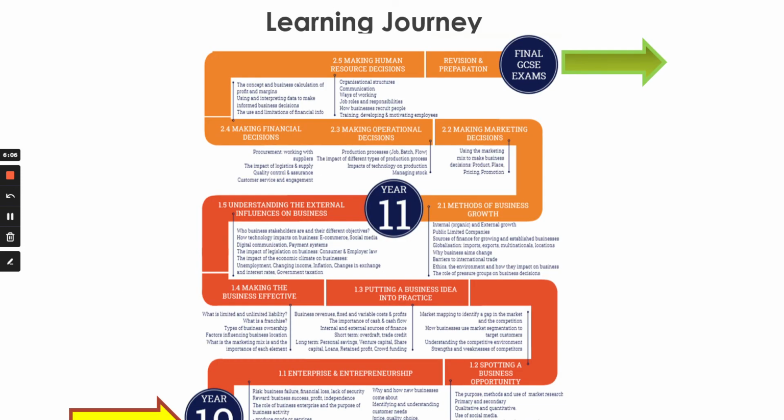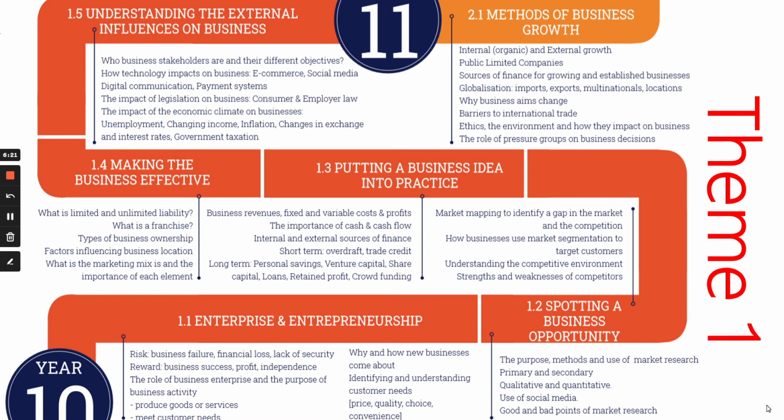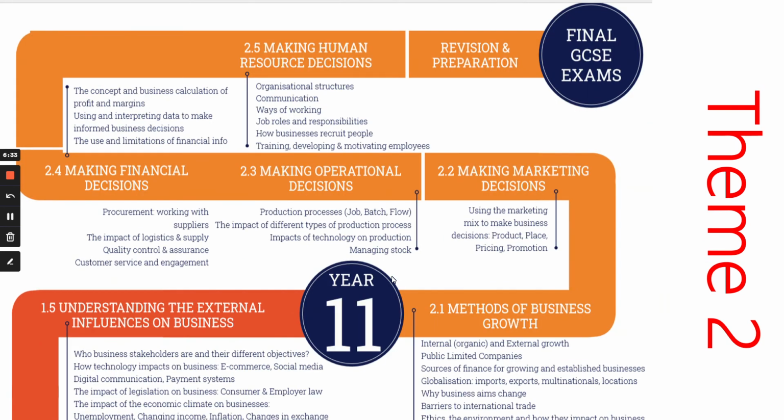So in terms of your learning journey, it starts here in year 10 with topic 1 of theme 1 and follows a linear structure. You can see the contents of each topic in year 10 here, okay, and there are 5 topics, and these are the contents of each of those topics. This is the learning journey for year 11, and you can see the contents of each topic. Again, there are 5 topics here.